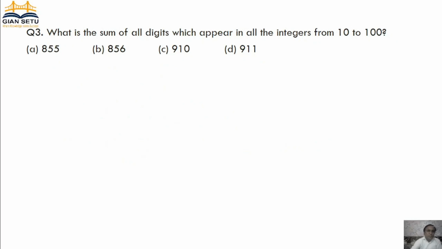Let's move to question number 3. What is the sum of all the digits which appear in all integers from 10 to 100? Now first of all, let's see the sum of all digits from 10 to 99.